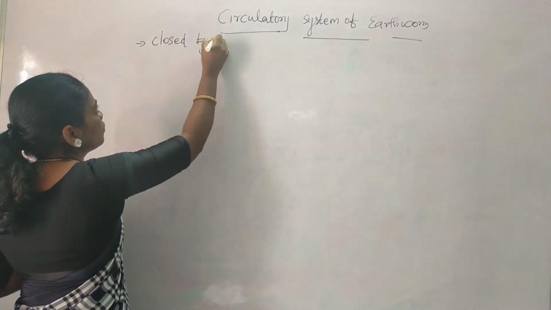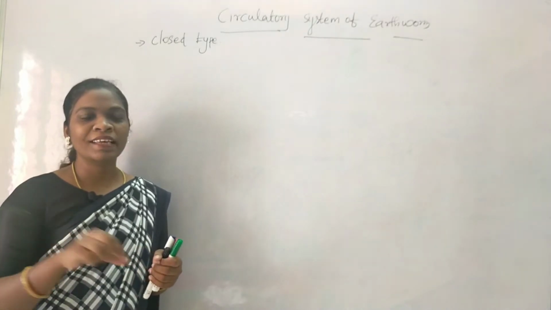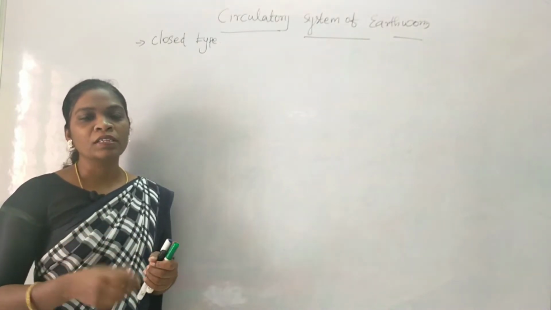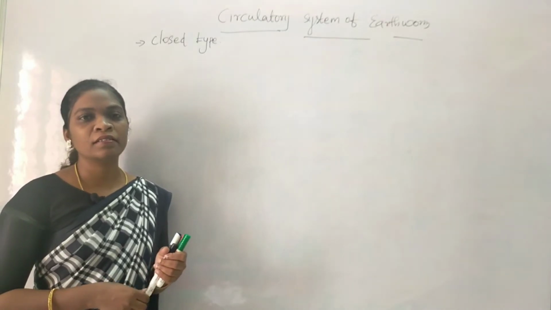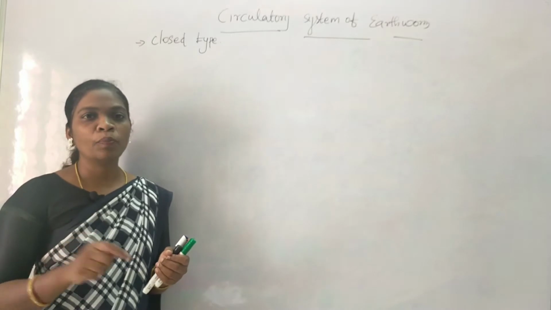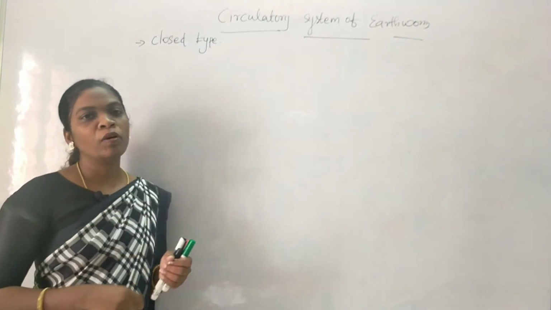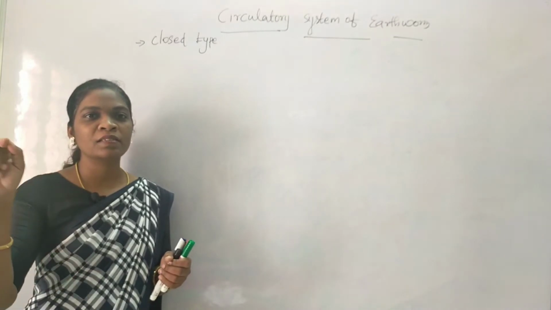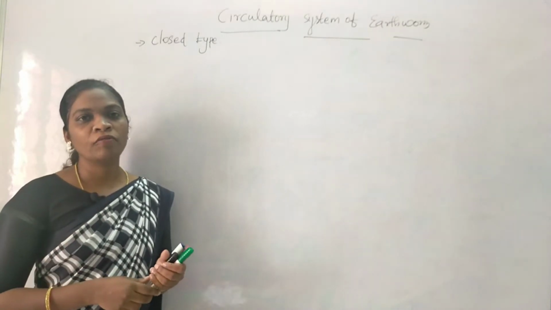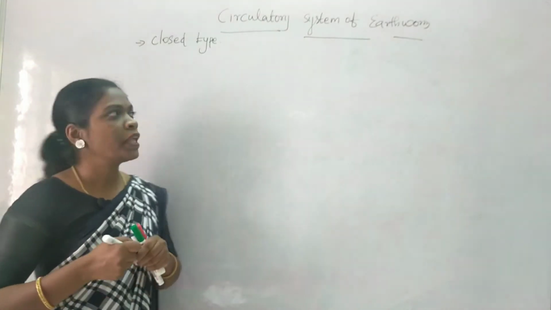Closed type, which means the blood is running inside the vessels. So that type of circulatory system is closed circulatory system. You can find one more type, that is open circulatory system. This open circulatory system doesn't have blood vessels, but here the earthworm has blood vessels where the blood cells will run inside the blood vessel of earthworm. So that is why it is known as closed type of circulatory system.